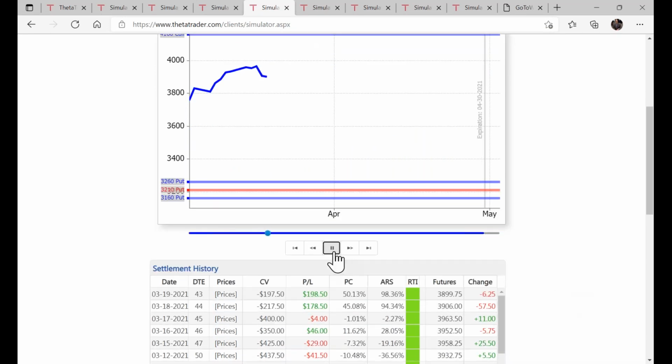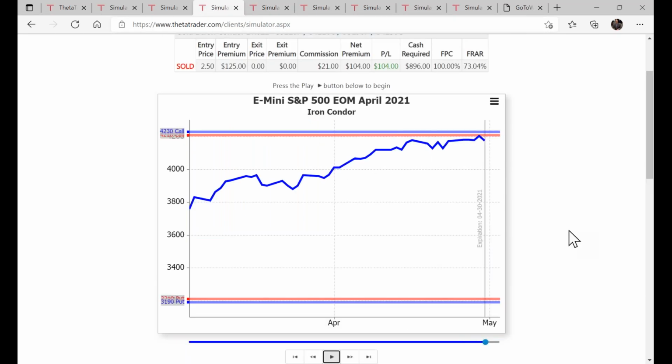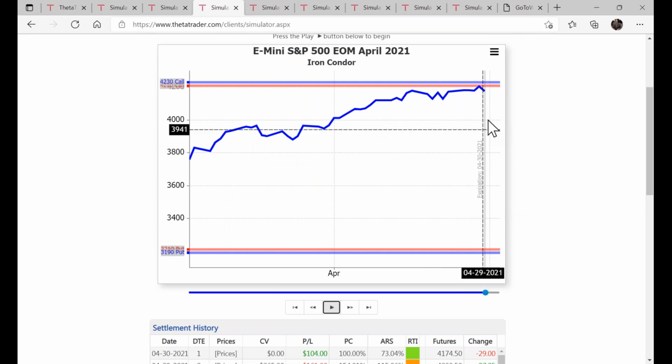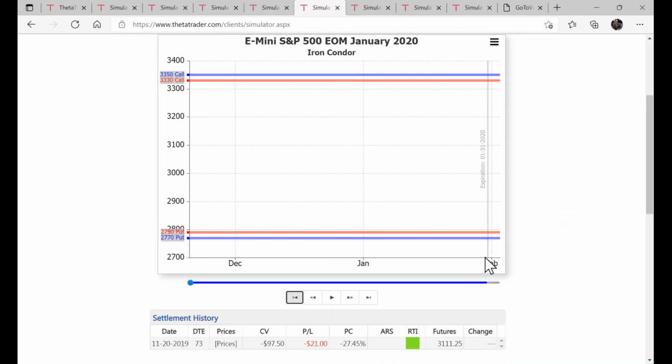Instead of a Condor, we're doing a Dragonfly. And look at that. It turned profitable with 38 days remaining. So you had a day, an opportunity here to close out that position for a win and move on to your next trade. But meanwhile, compare it to that Condor, it didn't mature enough until the very end. So you can see the different character trait between the Condor and the Dragonfly.